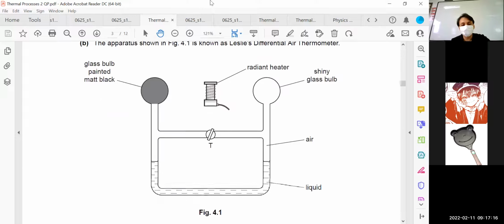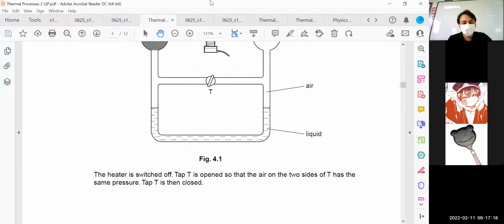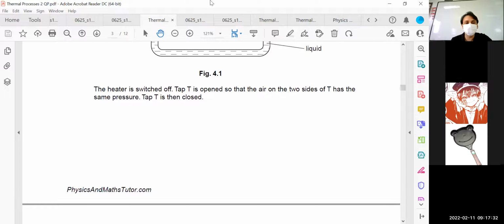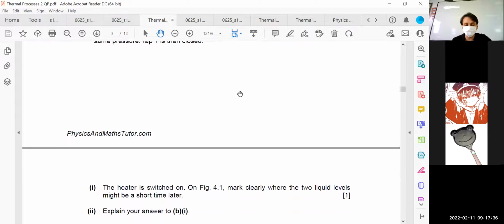Also, we're going to focus on the air as well when answering this question. Yes, sir. Kezia, please repeat. Also, when we're answering these types of questions, we also have to focus on other components like the air, right? Yeah. Okay.